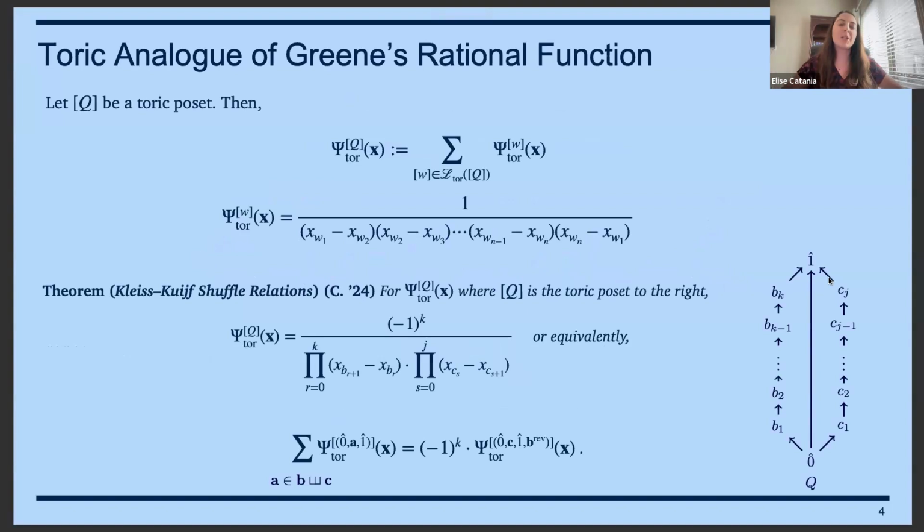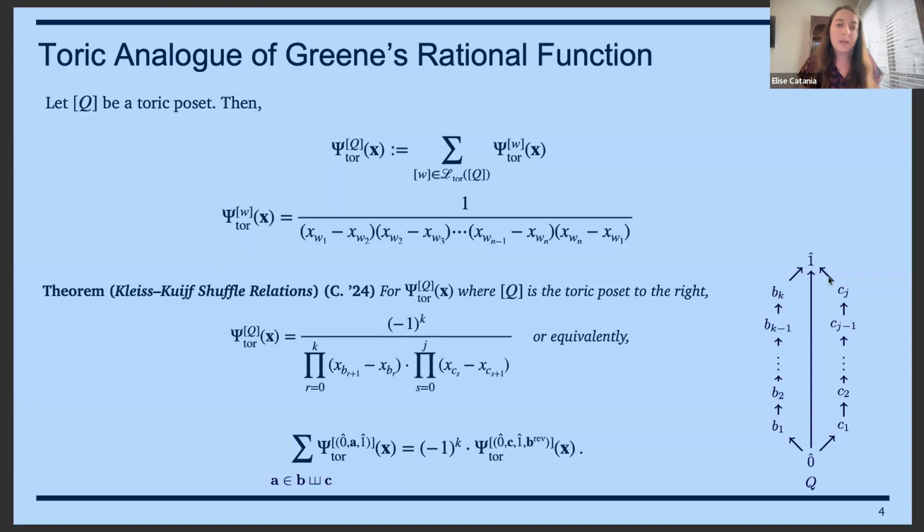Okay, so the definition looks pretty similar to the ordinary poset case, except now we're taking a sum over the set of toric total extensions. And in addition, in the denominator, we get this added linear factor, what I like to think of as this wraparound term, this x_{w_n} minus x_{w_1}, to account for the cyclic nature of these toric posets. And so a lot of my work has been providing analogous results to Green and Boucicault, Fauré, Lescaut, and Reiner.